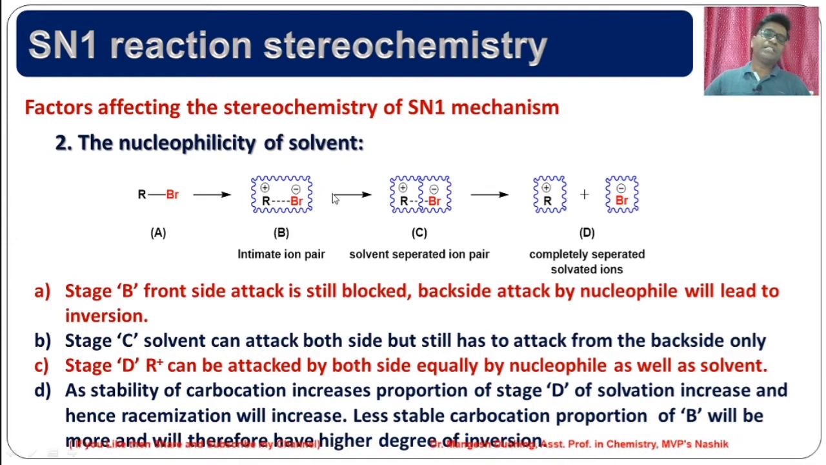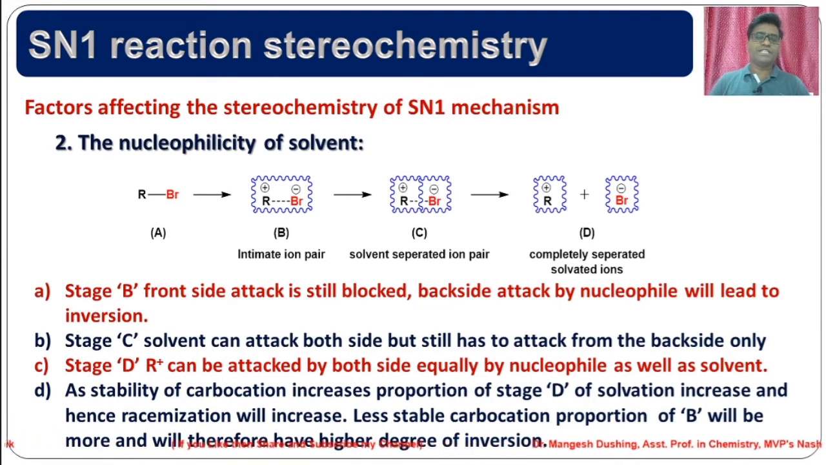If the carbocation is less stable, then the percentage of B, that is intimate ion pairs, will be more, then inversion of configuration takes place. At stage D, only racemization will be increased. So polarity of the solvent and nucleophilicity of the solvent are also important in the stereochemistry of the SN1 reaction.